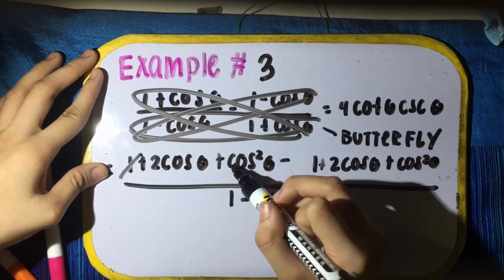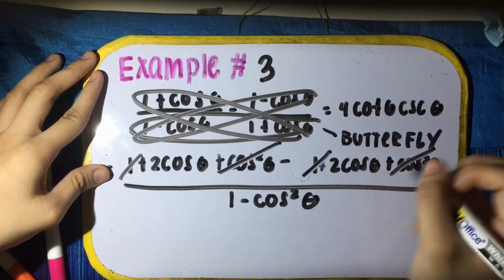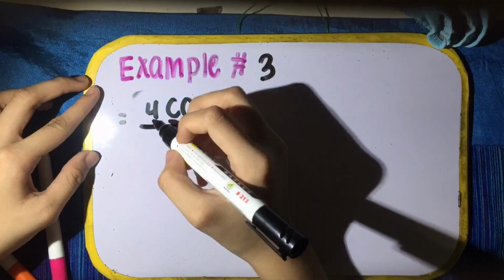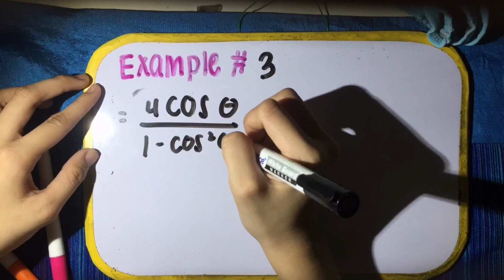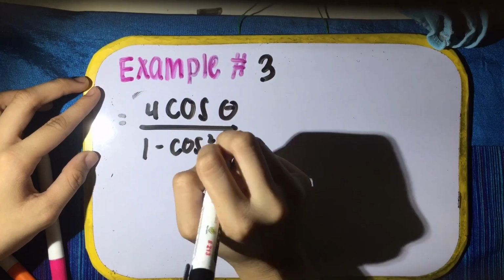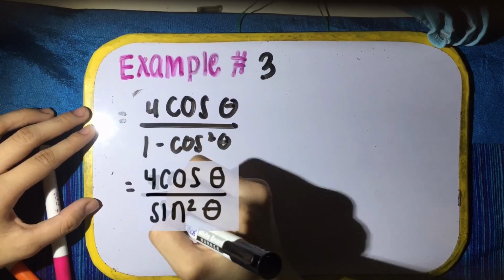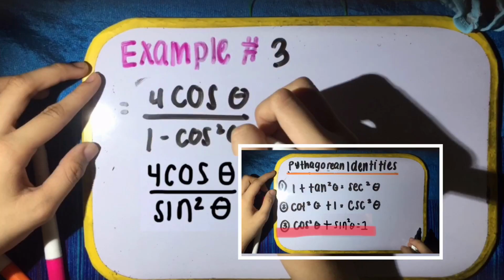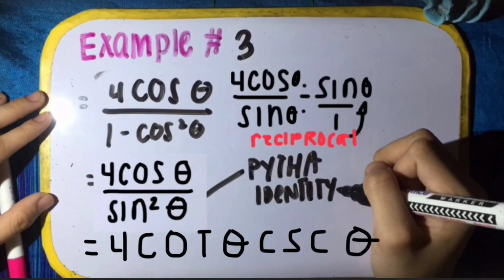Now we have to cancel like terms. This then will only leave us with 2 times 2 cos theta, which can be rewritten as 4 cos theta, and 1 minus cos squared theta for our denominator. And this will be 4 cos theta over sin squared theta since we used the Pythagorean identity. We can simplify the denominator using the reciprocal identity. Therefore, we can get 4 cot theta cosecant theta.